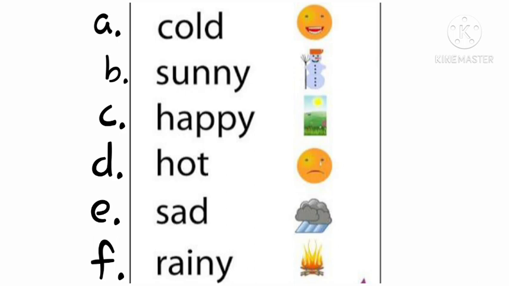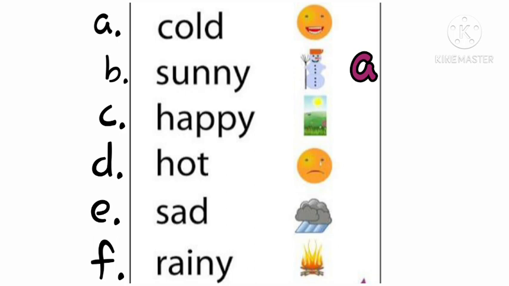Now see our number A word, that is cold. C-O-L-D, cold. Cold means thanda. Now see the pictures on your right hand. Here, on the second thing, we have a picture of a snowman. So cold means snowman. Cold is describing the snowman. So we will write A beside the picture of the snowman. No line matching, students. We will do the number matching. So we will put A beside the picture of the snowman.